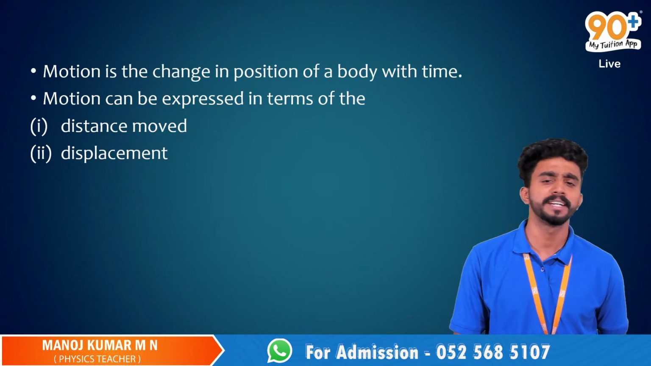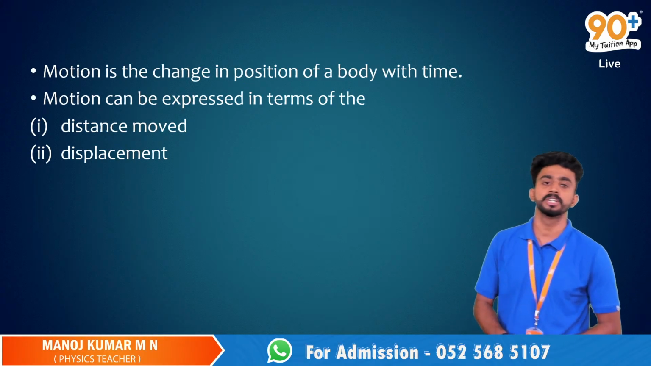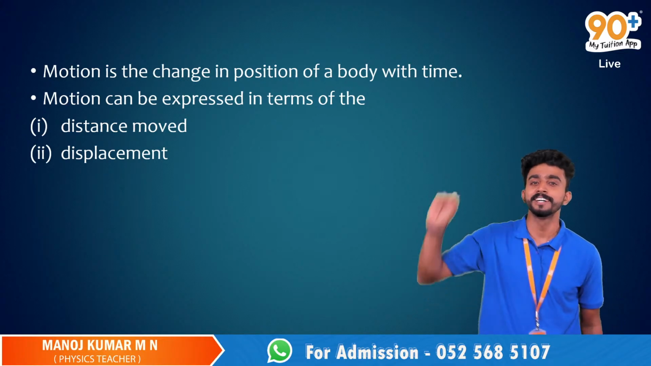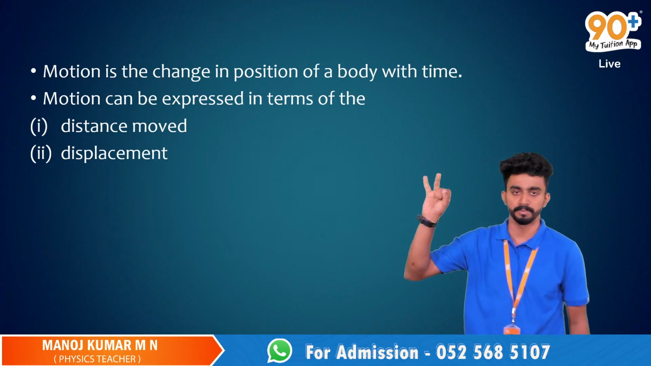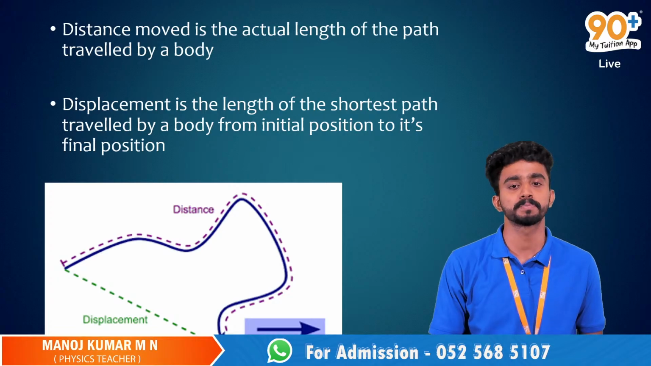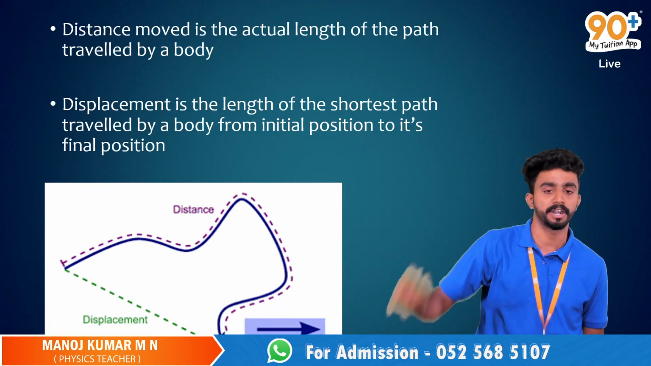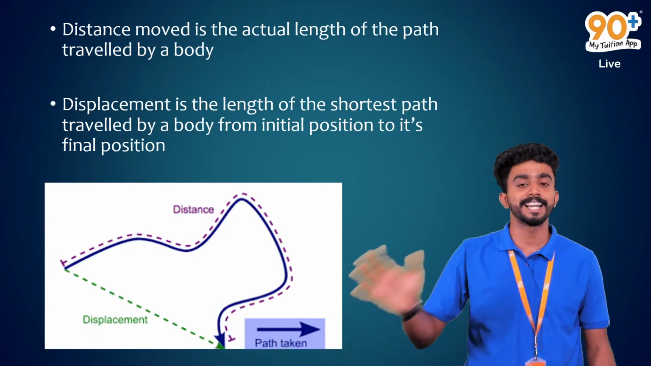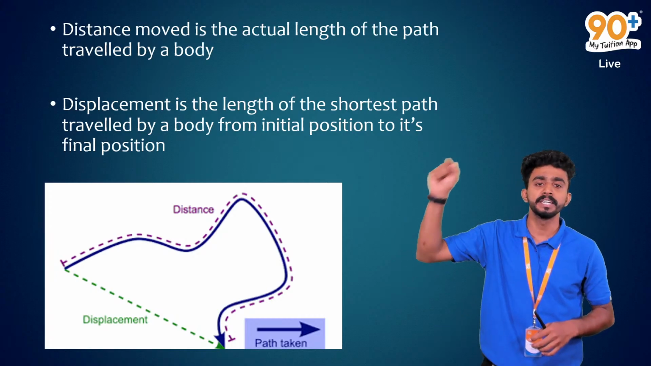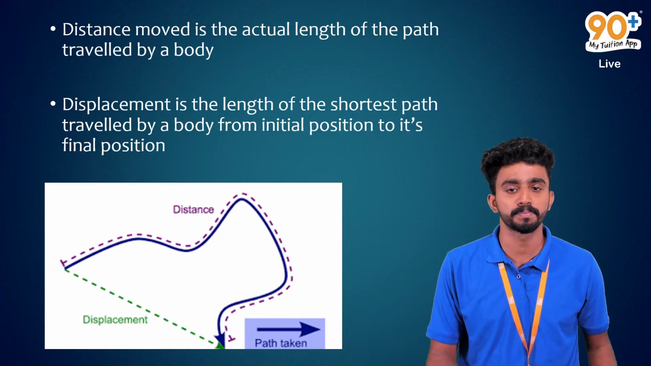So we have been discussing what is motion. We have learned that motion is the change in position of a body with time. Motion can be expressed in terms of distance and displacement. Distance moved is the actual length of the path traveled by a body. Now what about displacement? It is the length of the shortest path. Please don't forget, shortest path between the initial position and the final position. This is termed as displacement.